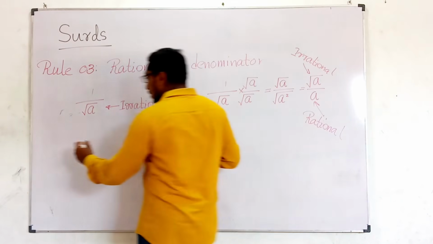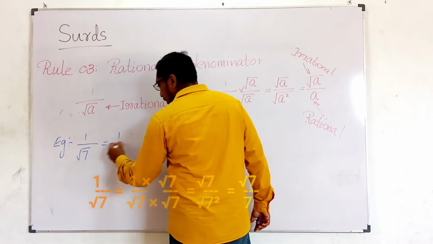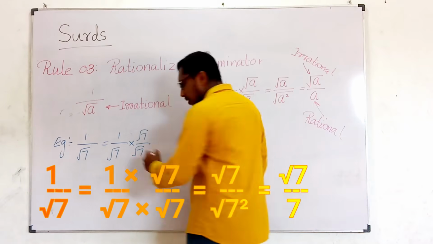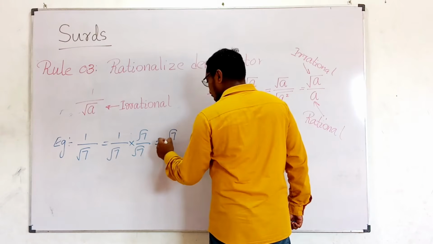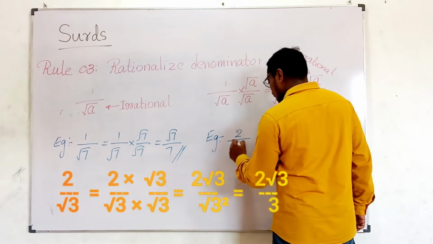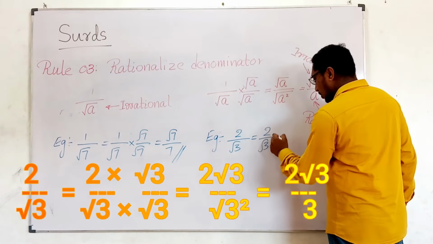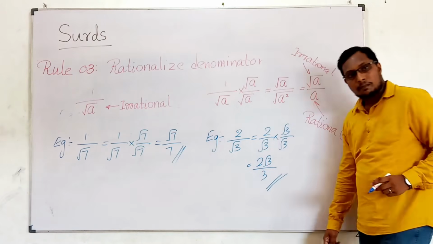Okay, let's see a few examples. 1 over root 7. Remember, when we multiply numerator and denominator by the same number, that doesn't change the initial value. So we will multiply this by root 3. The answer will be root 3 over 3. Two more examples.